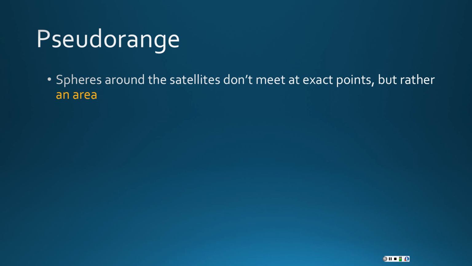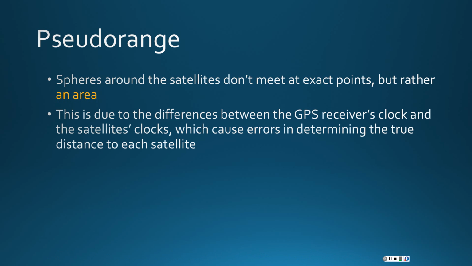But instead of these spheres intersecting at a specific point, the spheres will instead only intersect to an area. This is due to the fact that there are differences between the GPS receiver's clock and the satellite's clocks. These differences cause errors in determining the true distance to each satellite. Therefore, the estimated distance to each satellite is called the pseudo-range.